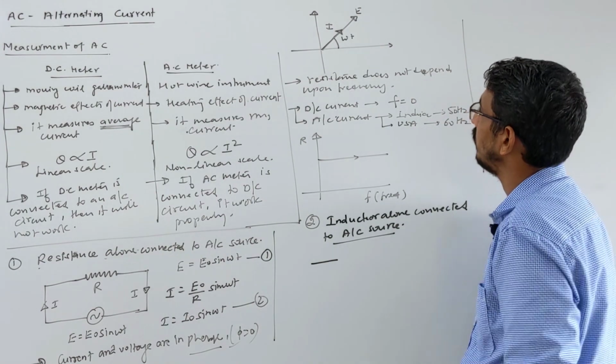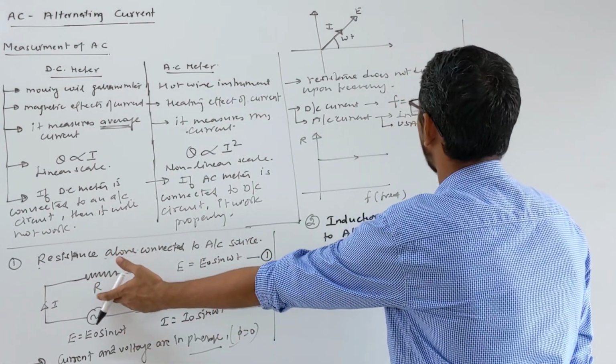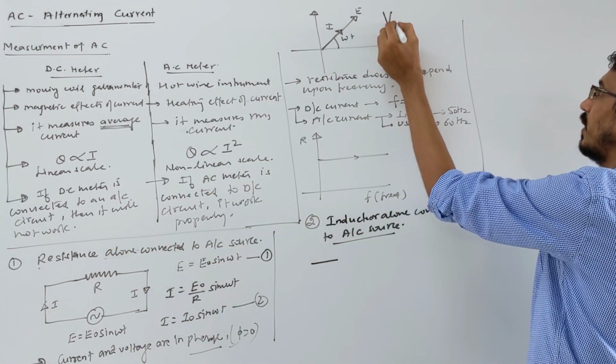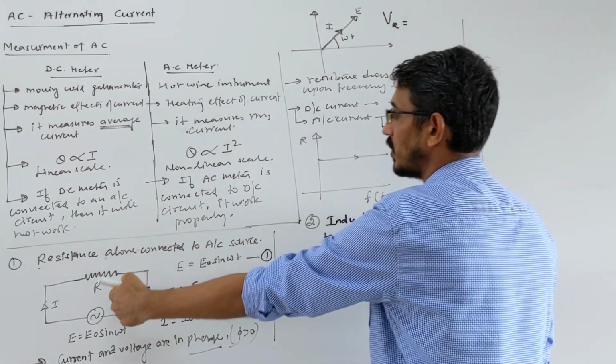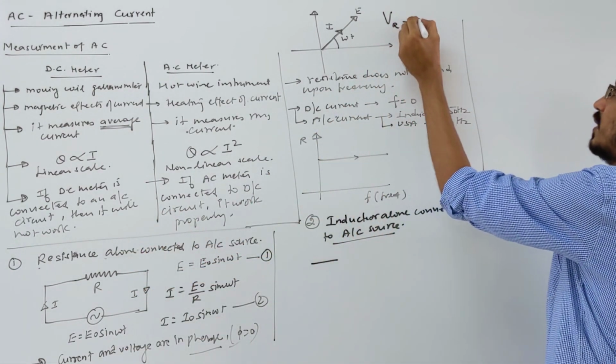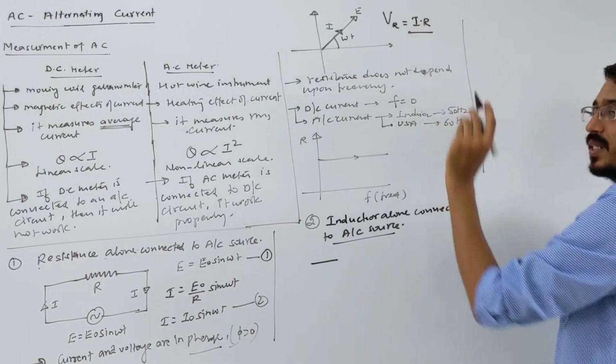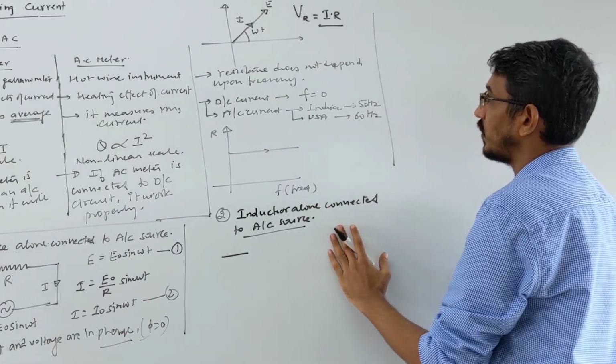One small thing I forgot to tell you. Everybody knows the voltage drop, let's call it VR, across your resistance is the current flowing through the resistance times the resistance. We know this, right? But this is special here, so I wrote it here.